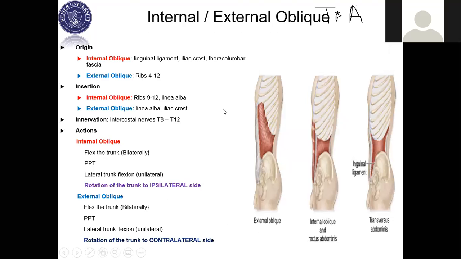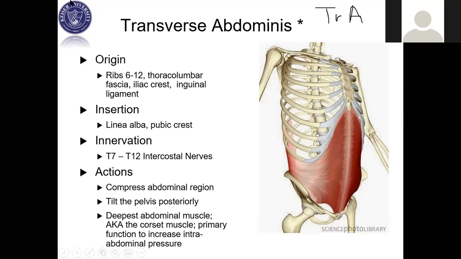This area here, oh, sorry. Let me go back to my pencil. The iliac crest here. The inguinal ligament, which is right here. All right? The ribs, these ribs down here, these are all part of the origin right here. It inserts into the linea alba of the rectus abdominis.